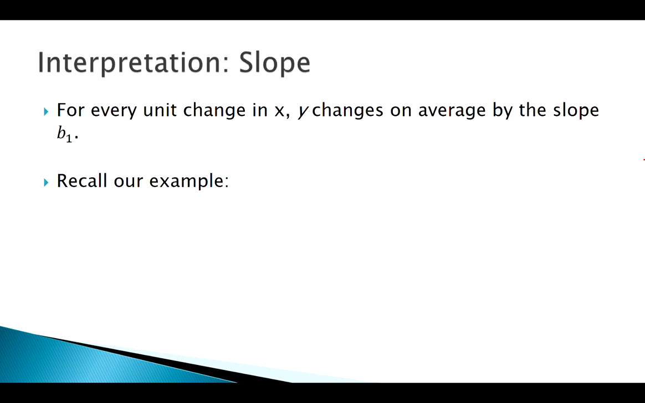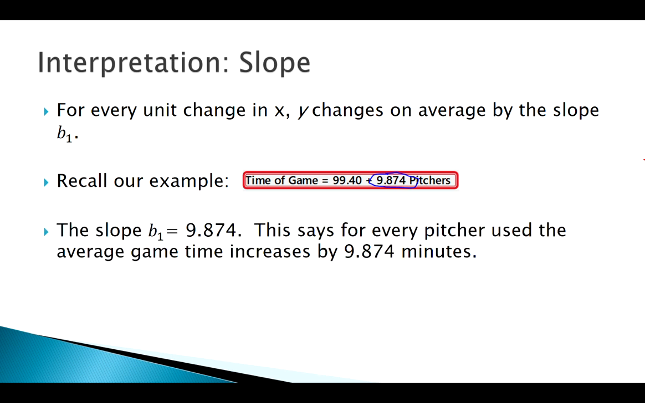Well, our line looked like this. So what does the slope mean? That 9.874 here. Basically what that means is for every unit increase in x, y is going to change by that much. So for our specific example, for every pitcher I use, the game is going to run about 10 minutes longer.